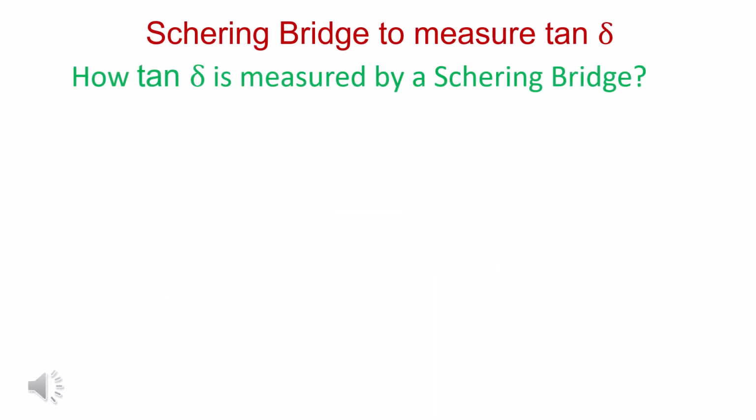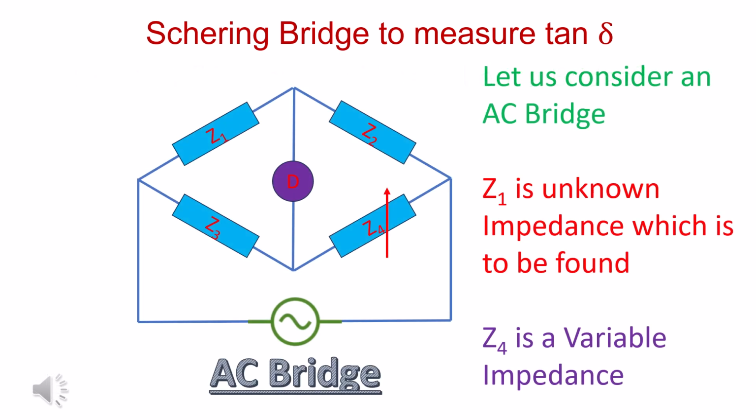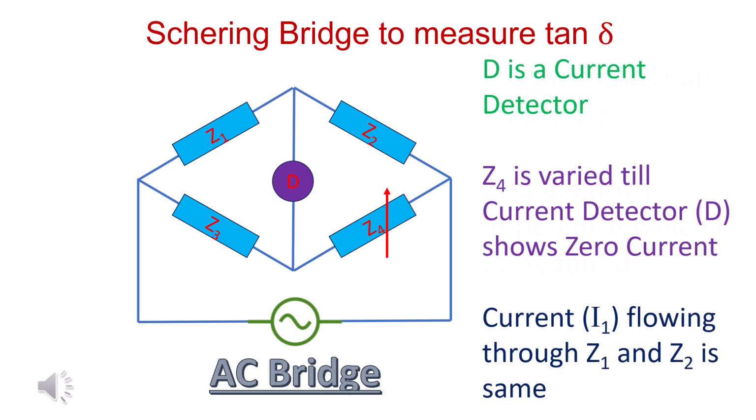How is tan delta measured by a Schering bridge? Let us consider an AC bridge. Z1 is the unknown impedance which is to be found. Z4 is a variable impedance. D is a current detector. Z4 is varied till current detector D shows zero current.